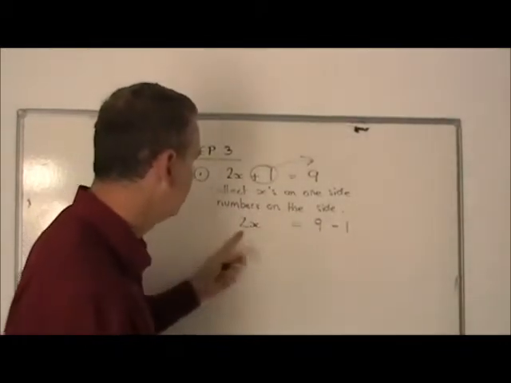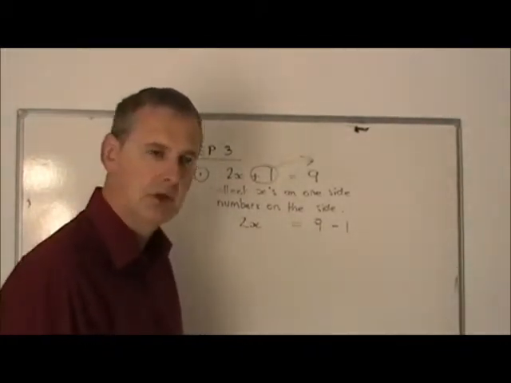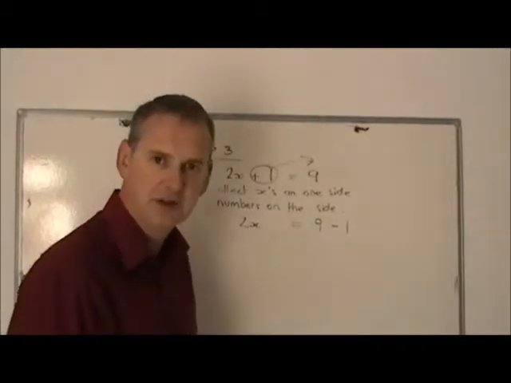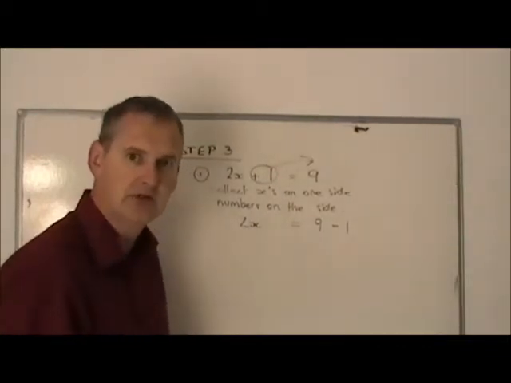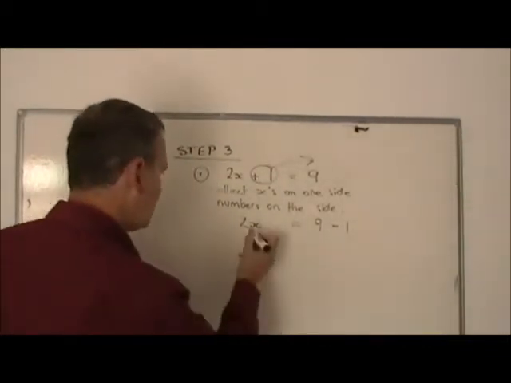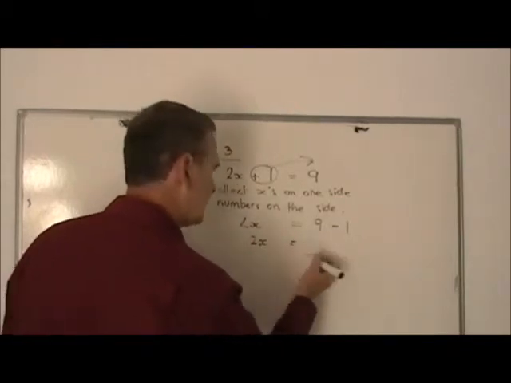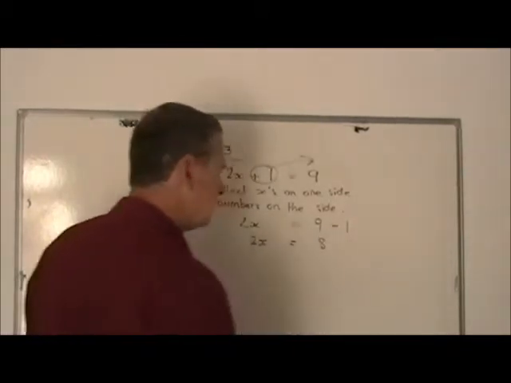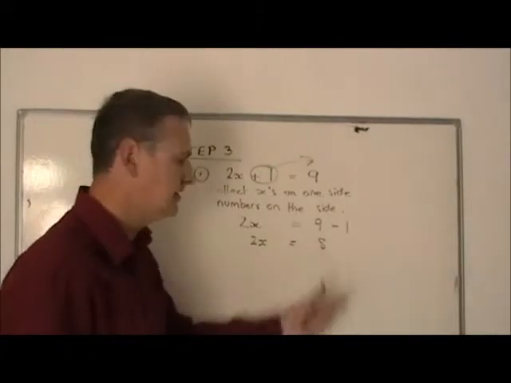So if that's a true statement, that must be a true statement. Okay, so the plus 1 is dealt with first, as I showed you on that function machine picture a minute ago. Okay, so now leave the 2x alone and we just simplify. 9 take away 1, you get 8. So we've got 2x is equal to 8.